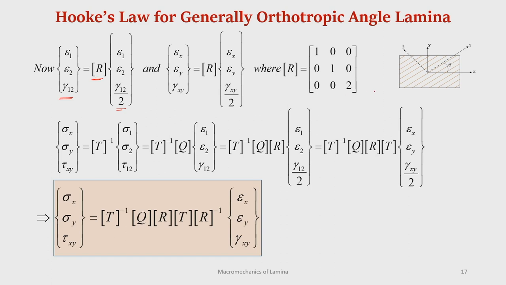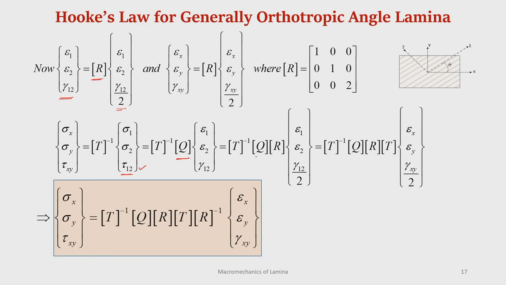Okay. So, now to start with, let us write the stresses with respect to x, y. So, sigma x, sigma y, tau x y, and we know this is related to the stresses with respect to 1, 2 by means of this T inverse, just now we have seen. And now, these stresses in 1, 2 are actually related to the corresponding strains by means of this reduced stiffness matrix which you have seen just now for special orthotropic material.